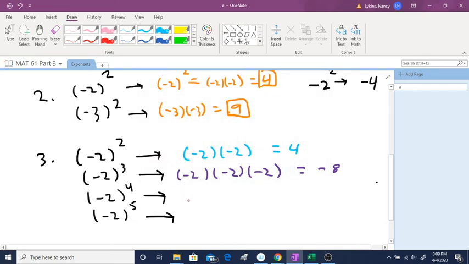Next, negative 2 to the 4th power means I've got 4 of these negative 2's. Now, if I want to do this, negative 2 times negative 2 is 4. Negative 2 times negative 2 is 4. 4 times 4 is 16.